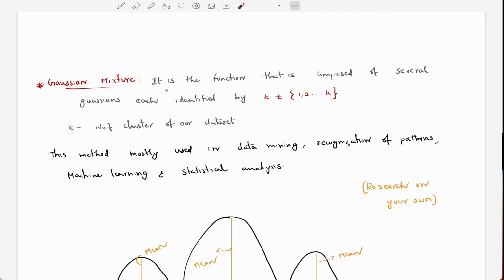To have a basic idea, it's just a function that is comprised of several Gaussians, identified by k. K means a constant, so we have 1 or 2 or 3 or whatever it may be. I'll show you a diagram, it will make better sense. It's just a kind of clustering thing. What do you mean by clustering?